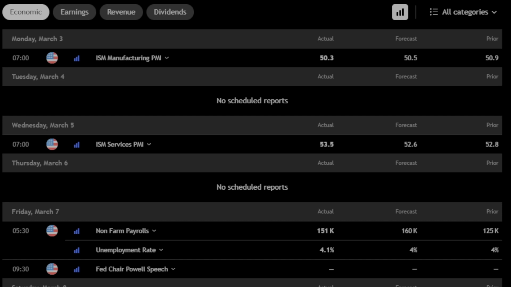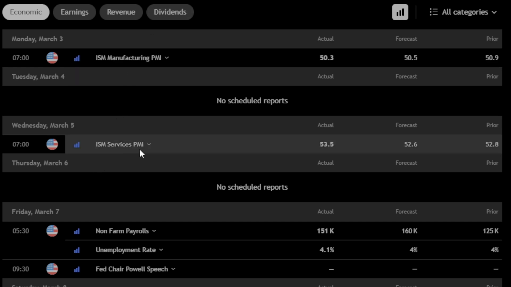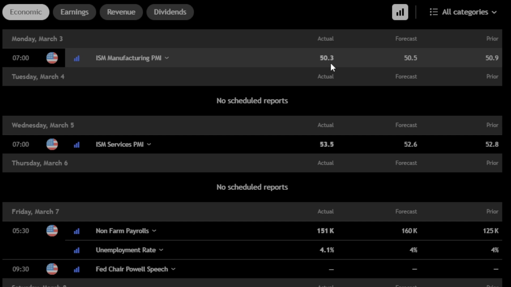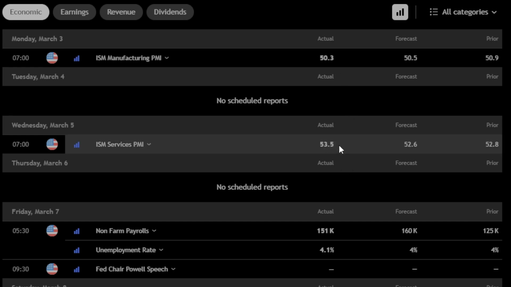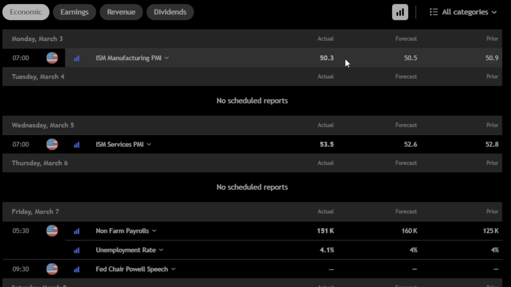Now I'm going to go over a brief fundamental analysis. These were the reports that we saw this week. We had ISM Manufacturing PMI and ISM Services PMI. Both came around the forecasted level, but more importantly, both read a reading above 50. A reading above 50 on these ISM reports means that these industries are still expanding and not contracting. So that's good. We want to see that. That means the economy is still growing.